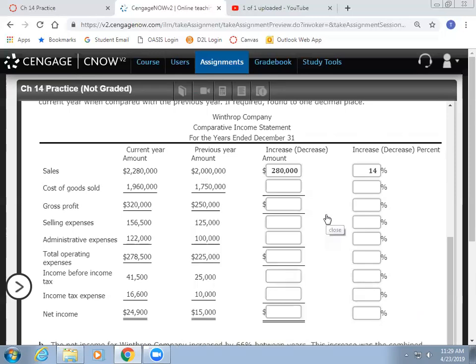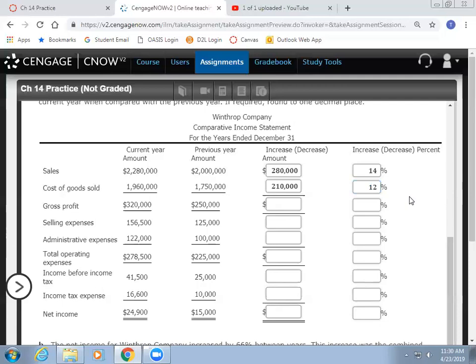Cost of goods sold, we do the same. Did it increase or decrease? Increased, good. And by how much? Perfect, 210,000. And then again, to get the percent change, you're going to take the 210,000 divided by the 1,750,000. So what percent change was that? 12, perfect. 12%.